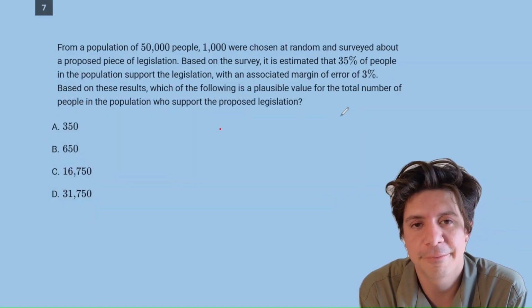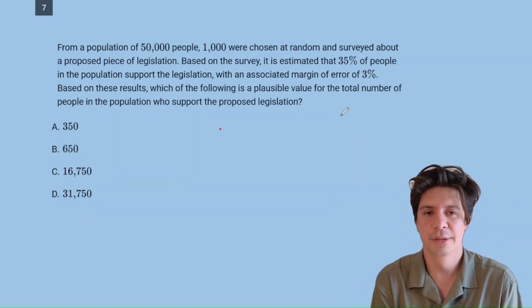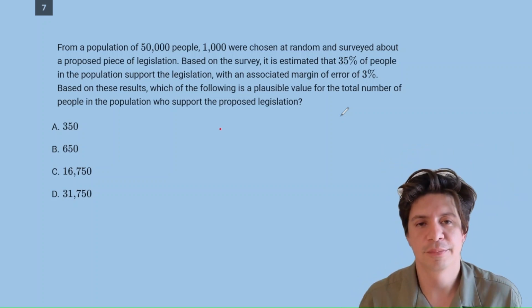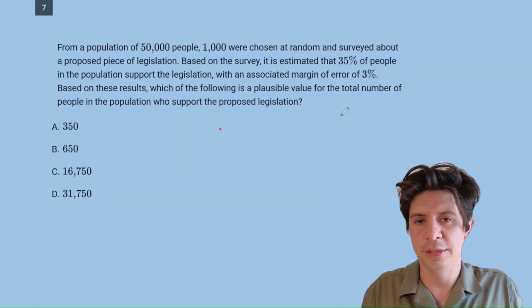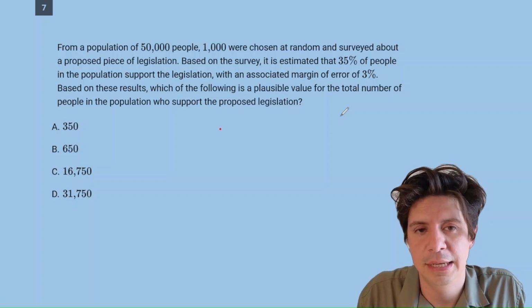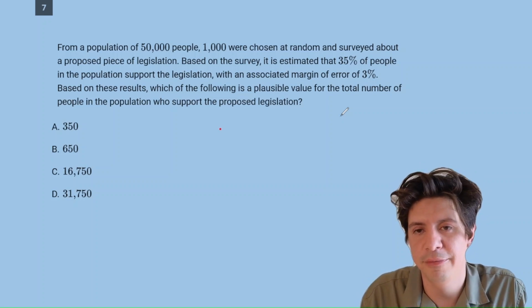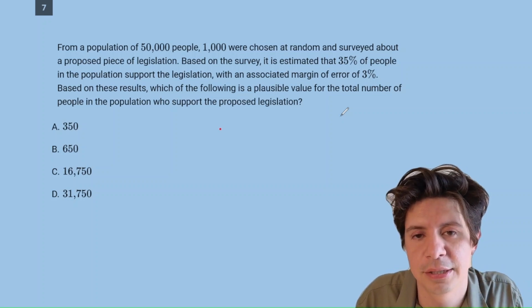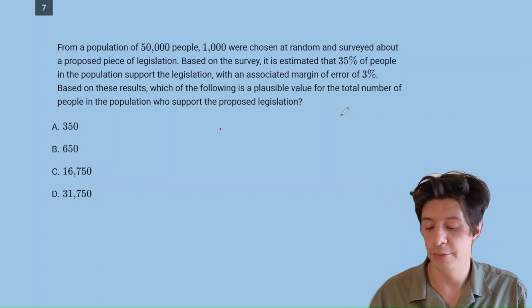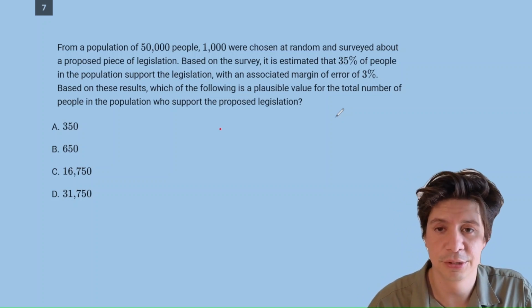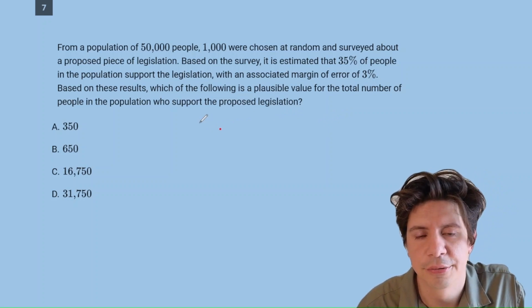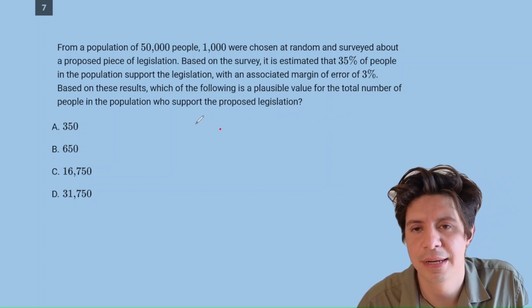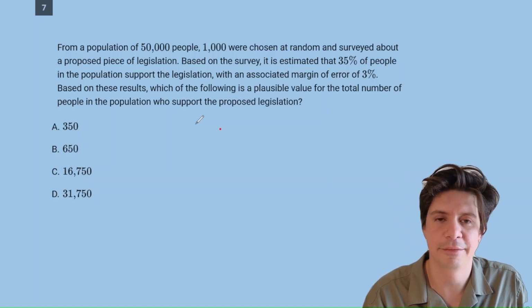So from a population of 50,000 people, 1,000 were chosen at random and surveyed about a proposed piece of legislation. Based on the survey, it is estimated that 35% of people in the population support the legislation, with an associated margin of error of 3%. Based on these results, which of the following is a plausible value for the total number of people in the population who support the proposed legislation? Okay, so this one does have calculations, unlike some of the ones we've been doing. So, total number of people who support it, right? It's estimated at 35% out of 50,000.